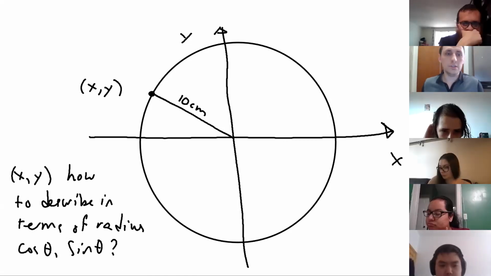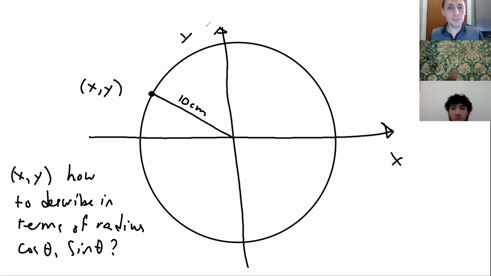Good. So if I have theta, first of all, what is the angle here? How much do I move to get to the point x, y? I have this arc, and this arc, if I move it in this direction, this arc is theta. Yes? This arc is theta. Then what? Where do I see here cosine and sine?